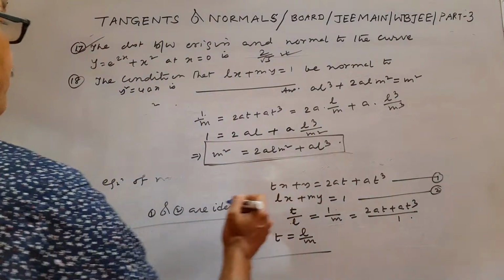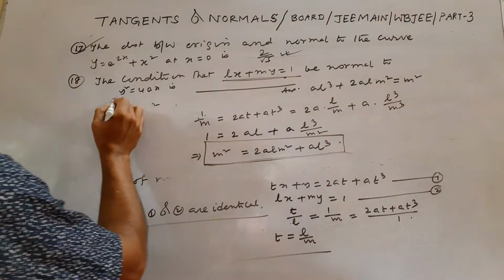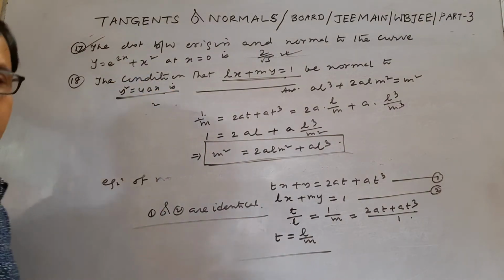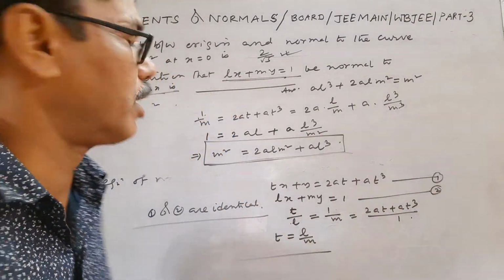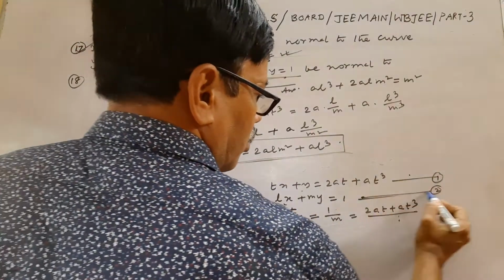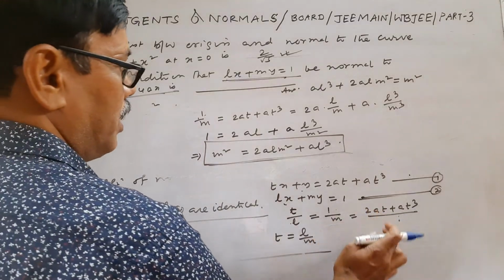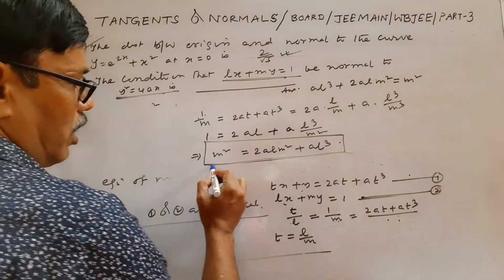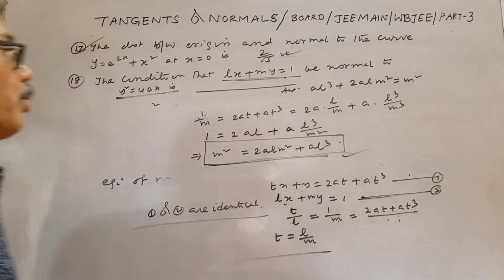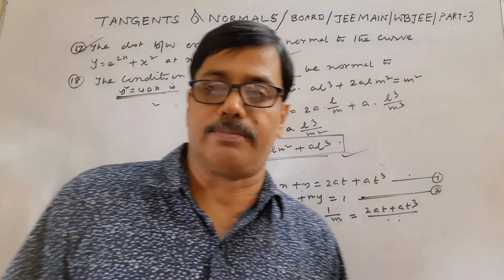So look at it again. This represents the normal of the parabola y square equals 4x. So the parametric equation is at square, 2at. So the equation of the normal is this. It is also a normal, so comparing we get t. Then putting the value of t in the second relation, we get this condition. So this is a most important problem for board exam.